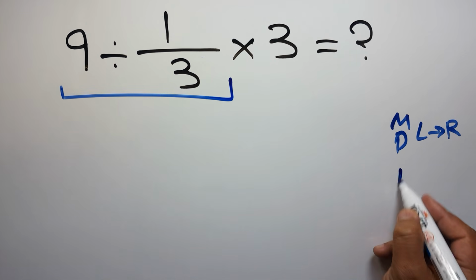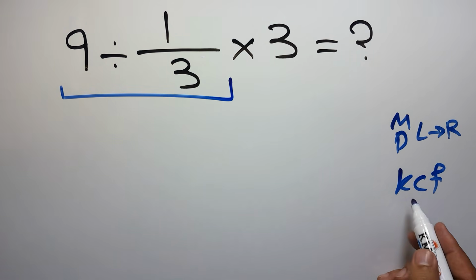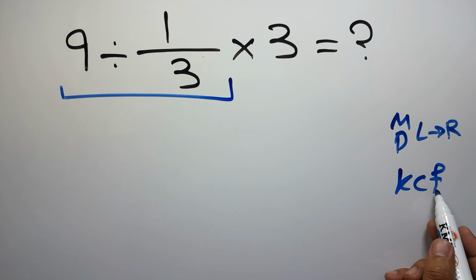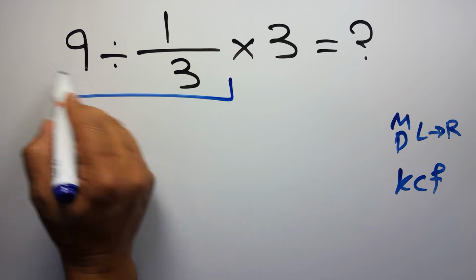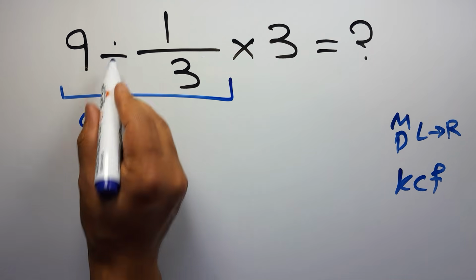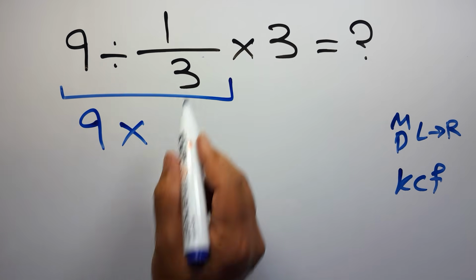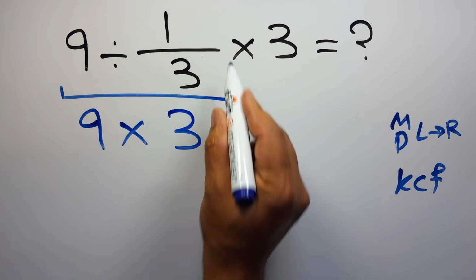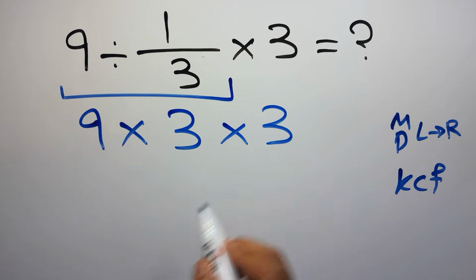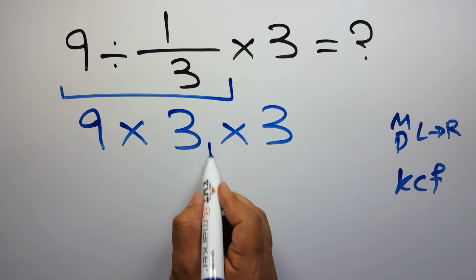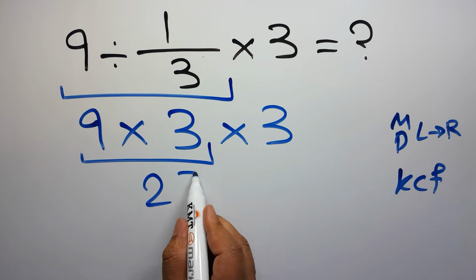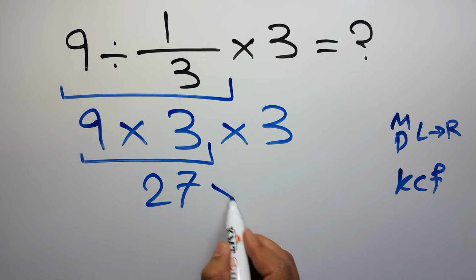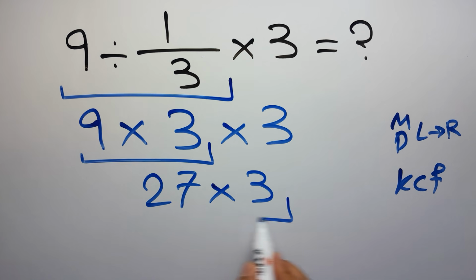According to the KCF rule, K stands for keep, C stands for change, and F stands for flip. We can write keep the first fraction, change division to multiplication, and flip the second fraction. And here we have times 3. 9 times 3 gives us 27. So 27 times 3. Okay?